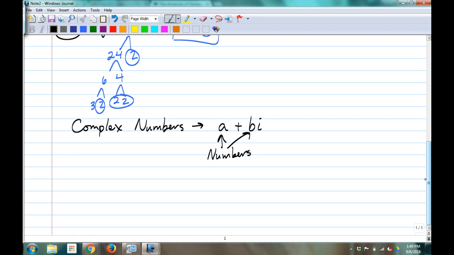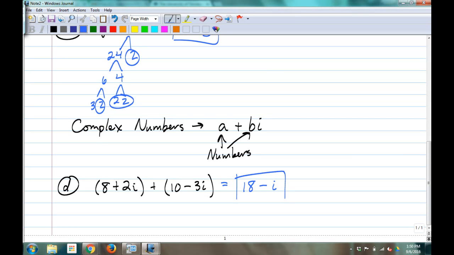Basic operations, really easy thing to do here when it's addition and subtraction. So example D, let's add 2 complex numbers. 8 plus 2i plus this other complex number, 10 minus 3i. It's done just like terms in polynomials. What are the like terms? What's like 8? 10. 8 plus 10 is 18. And then 2i plus negative 3i is minus 1i. And you've got that cranked out for you. So adding and subtracting is really, really easy.